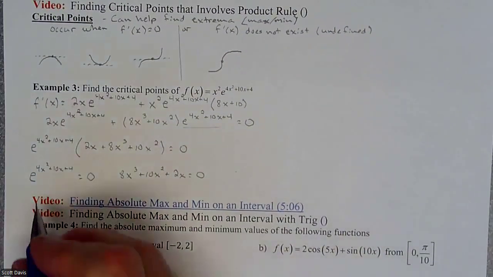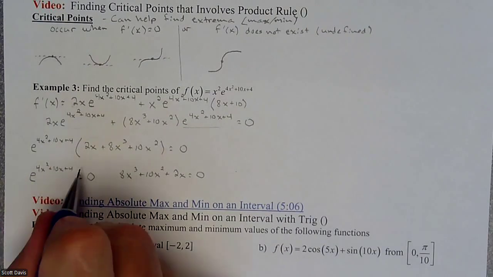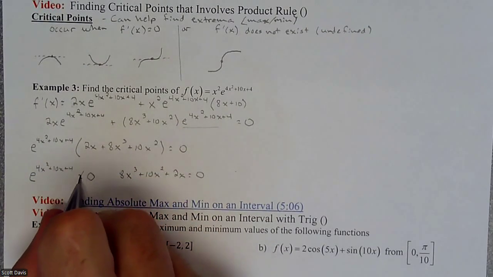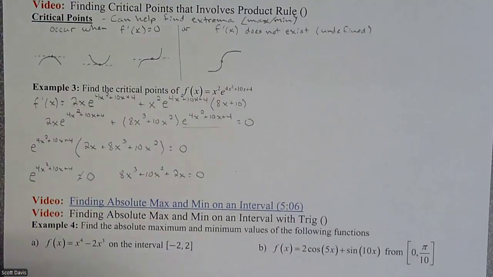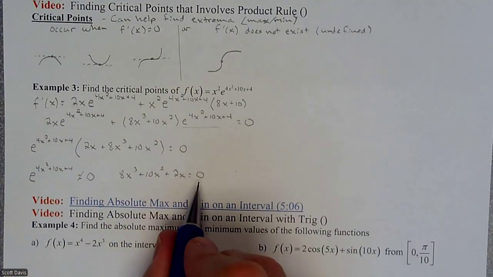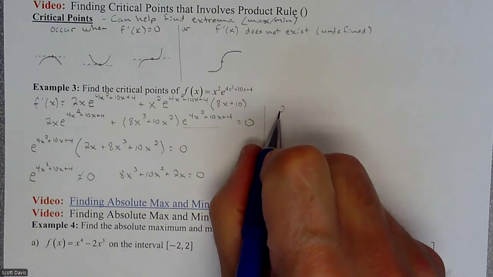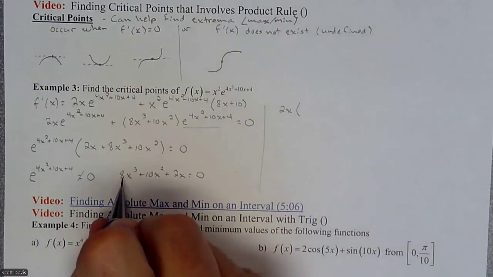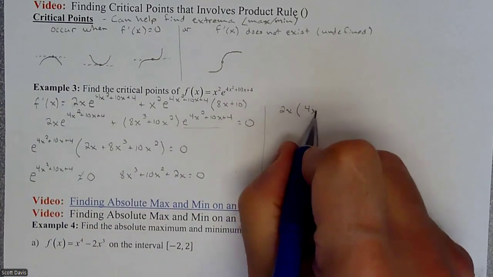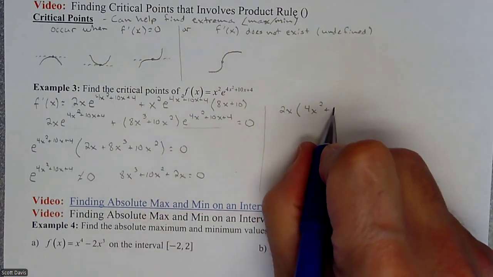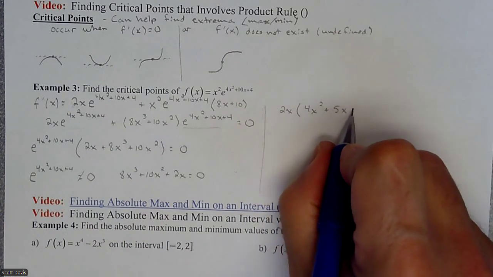All right, so the exponential actually is never going to equal 0. There's nothing you can raise this to actually get a 0. So that's not going to get us any answers, but the cubic can equal 0. So we need to look at how we're going to solve that one. I'll start by factoring out a 2x from every single piece. So that'll get us a 4x squared plus 5x plus 1.